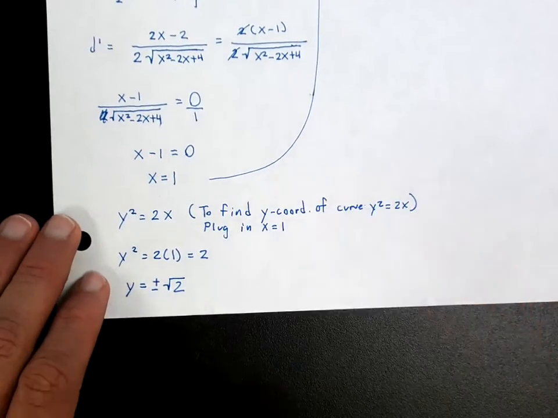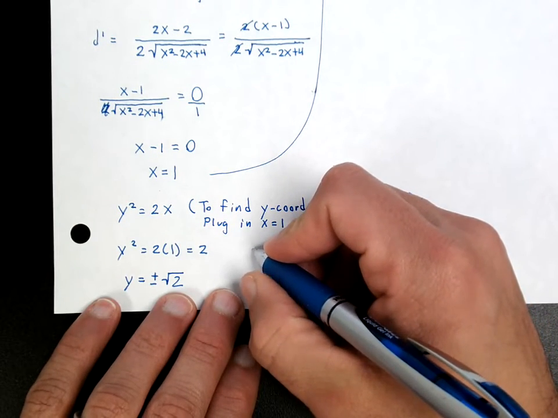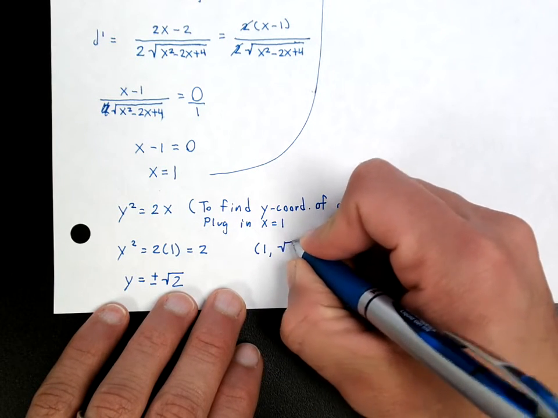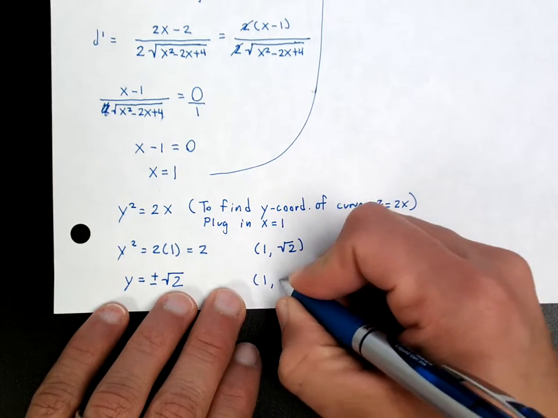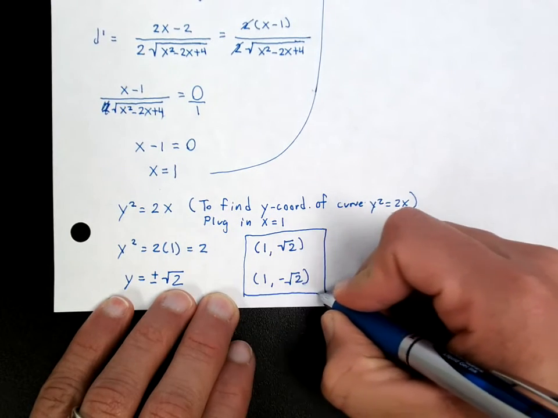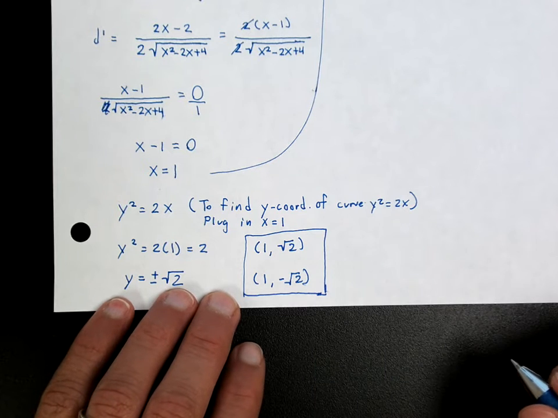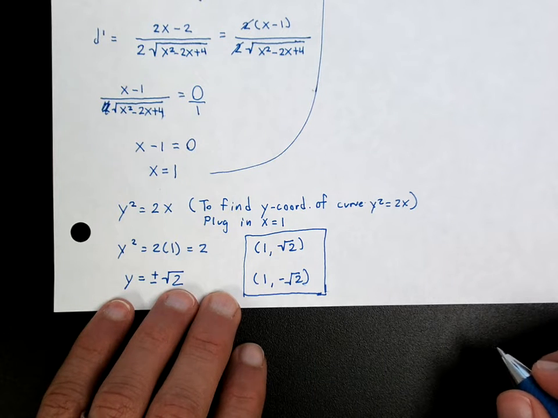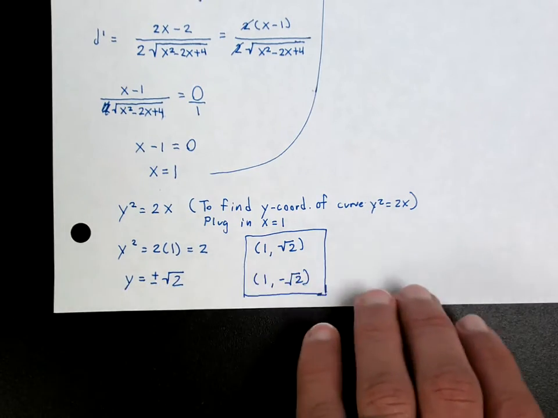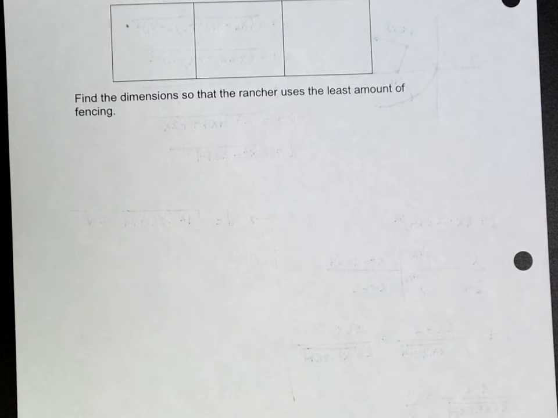If they were asking me to find the point where we have the shortest distance, well, in this one I have to have 2 points. So let's say you have 1, square root of 2, and you have 1, negative square root of 2. So that would be the point where the shortest distance is located between the curve and (2, 0). Okay, so that's it for that. There's perhaps other ways to do it, but we can talk about it in class.